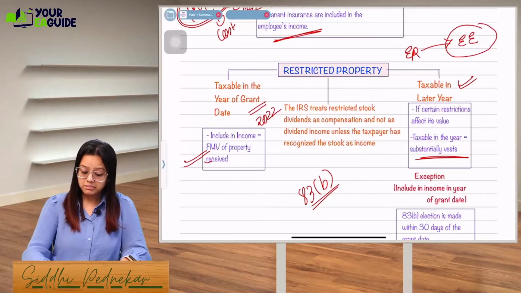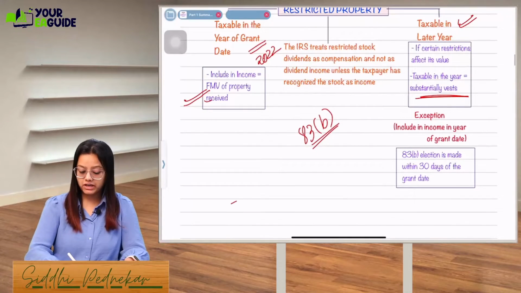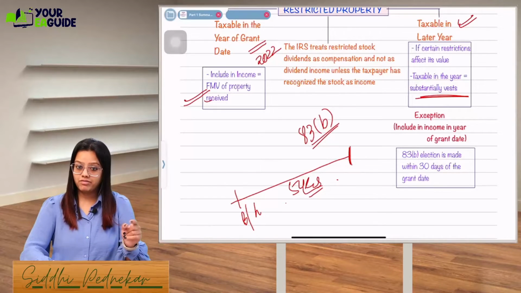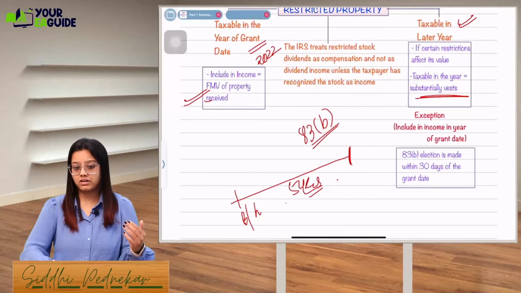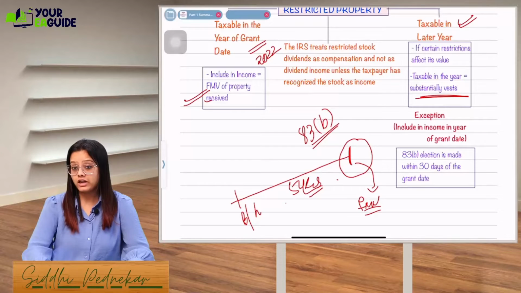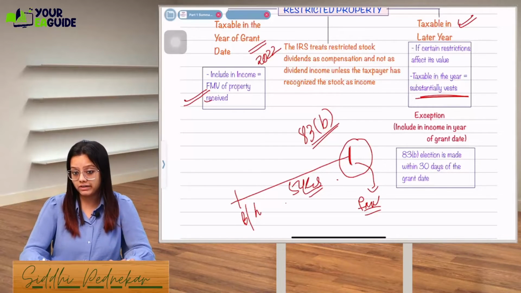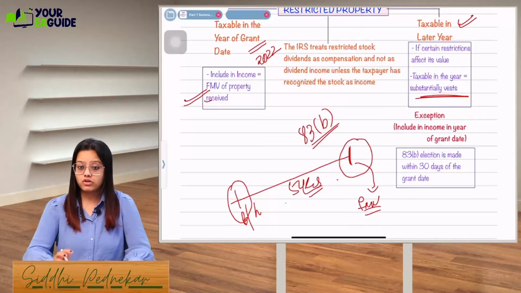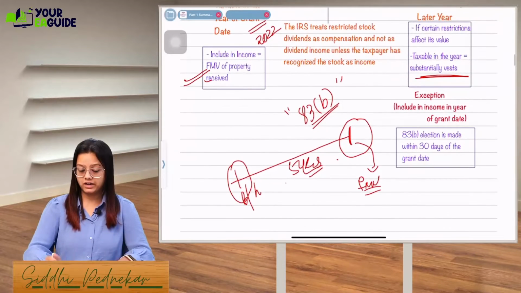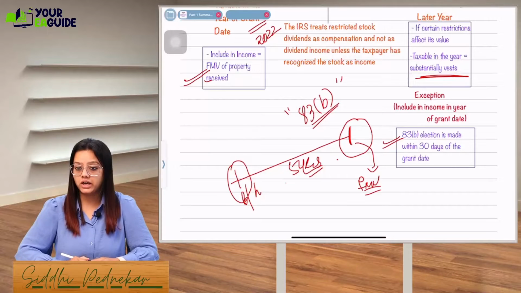Okay, got it guys? But here the exception is, see what will happen when you receive that property, let's say a 5-year restriction is there, and it is appreciated property. Let's say you receive land or a building, and after 5 years when you check the value, it has increased to a much higher side. At that time the FMV will be very costly, a very huge loss for the employee, right? Because you received it in year 1. So you have the option to elect 83B and include that restricted property as income on the grant date. The 83B election can be made within 30 days of the grant date.